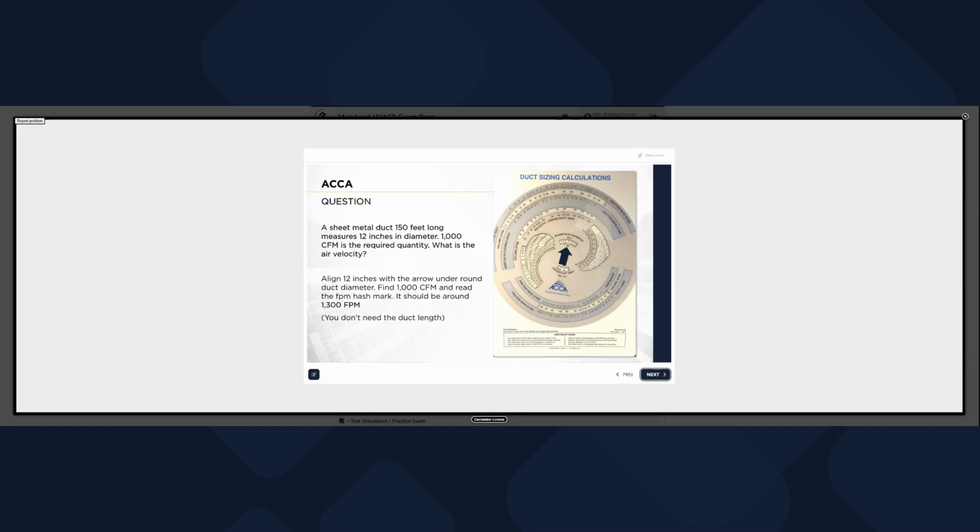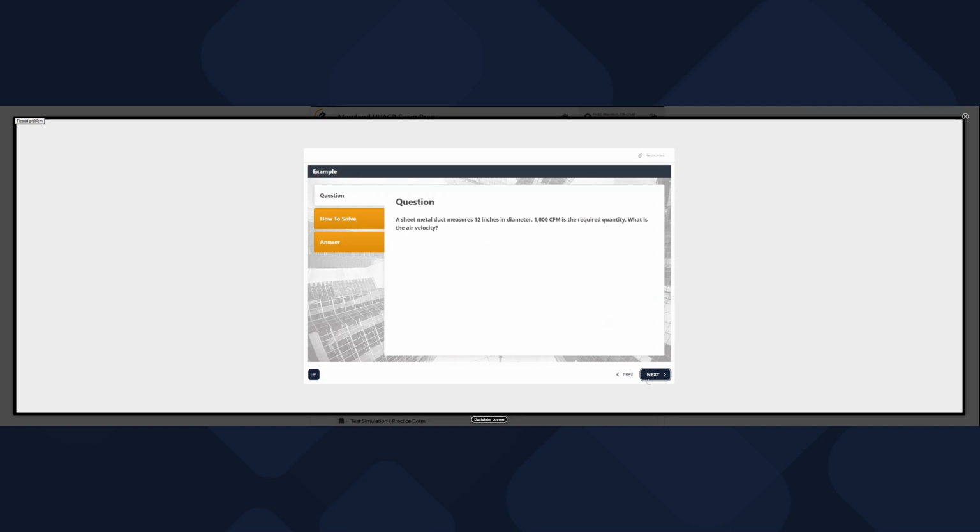Align 12 inches with the arrow under round duct diameter. Find 1,000 CFM and read the FPM hash mark. It should be around 1,300 FPM. The duct length is not used. Let's work through another example. Click the next button or on each tab to see how to solve and the correct answer.